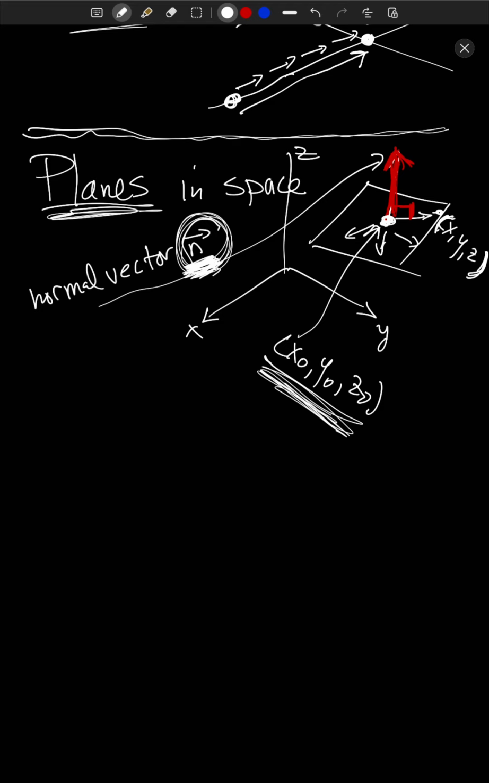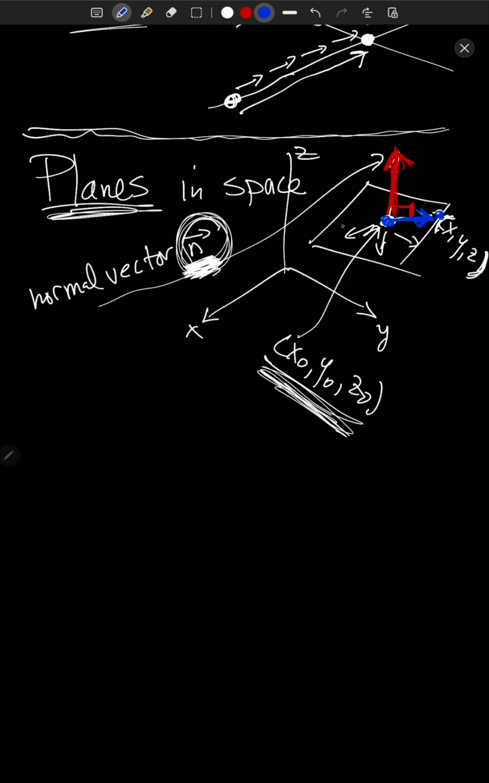Well, let's think about this vector right there. Let me use blue. This vector goes from my base point, the point that we know is on the plane, to the point x, y, z. Notice that this vector has to be perpendicular to the normal vector, right? Because both points live on the plane. In fact, this is generally true.